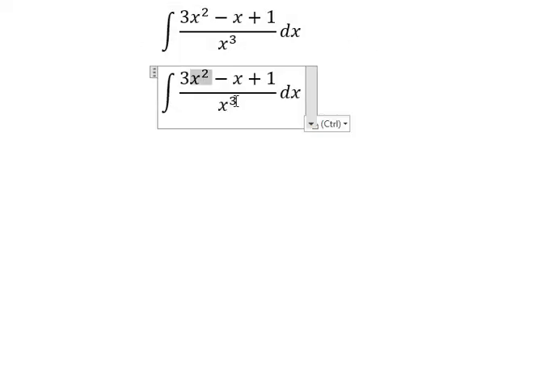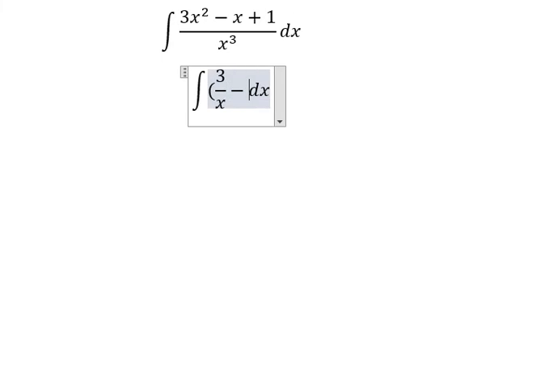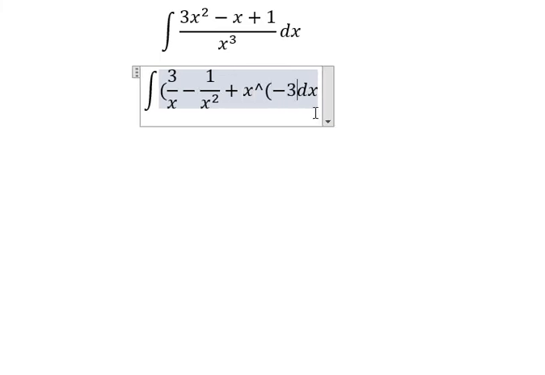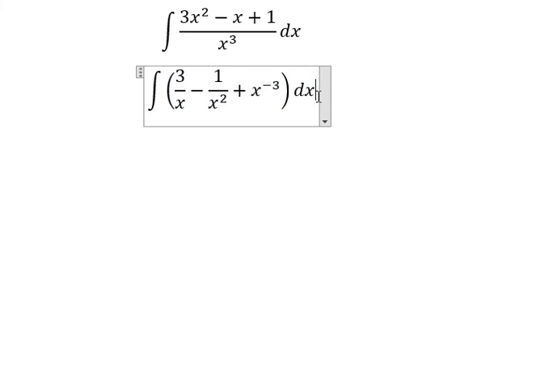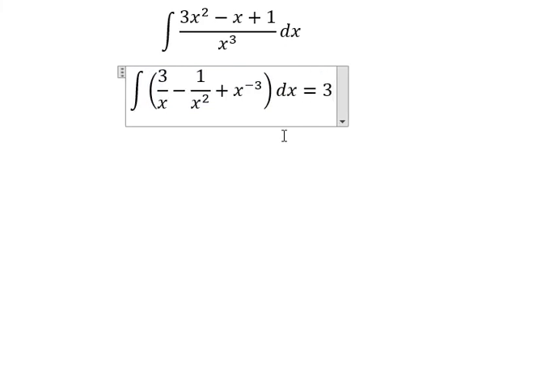This one divide by this one, divide by this one, and so on in here. So s squared divided by s to the power of 3, we have 3 over s. The next one is about 1 over s squared. The next one is about s to the power of negative 3. The integration of this one, we have 3 ln s.